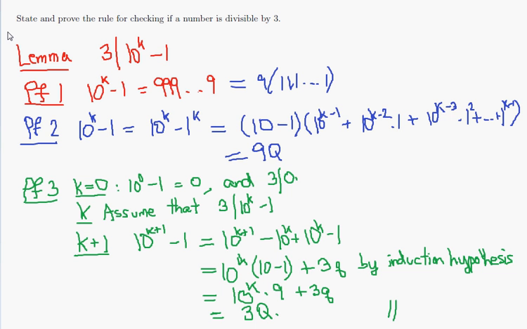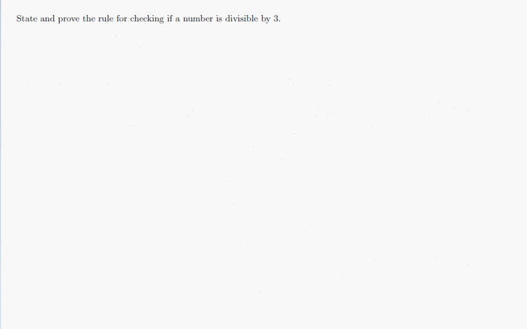Okay, so now that we have this lemma, we can now state and prove the rule for checking if an integer is a multiple of 3. So the rule goes like this, theorem.